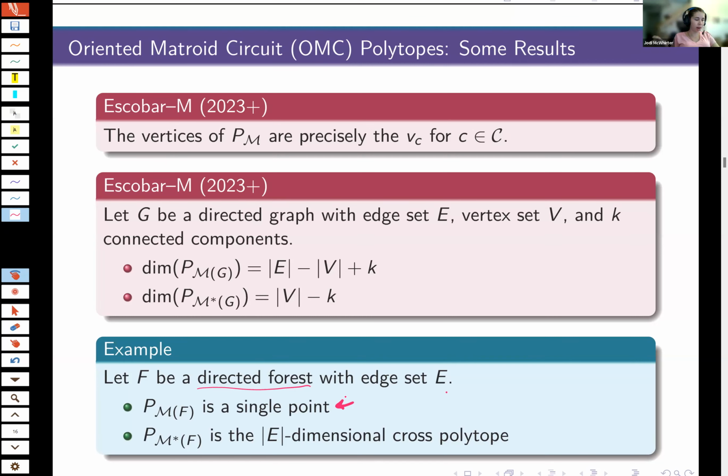So the dual graph of a forest is a bouquet. In that one, every edge is a circuit, or every edge is a cycle, and therefore every edge gives a circuit. And so what you end up with is this cross polytope, which has dimension equal to the number of edges in your graph. So we would expect it to be something full dimensional, and we actually get something very nice, which is this cross polytope.